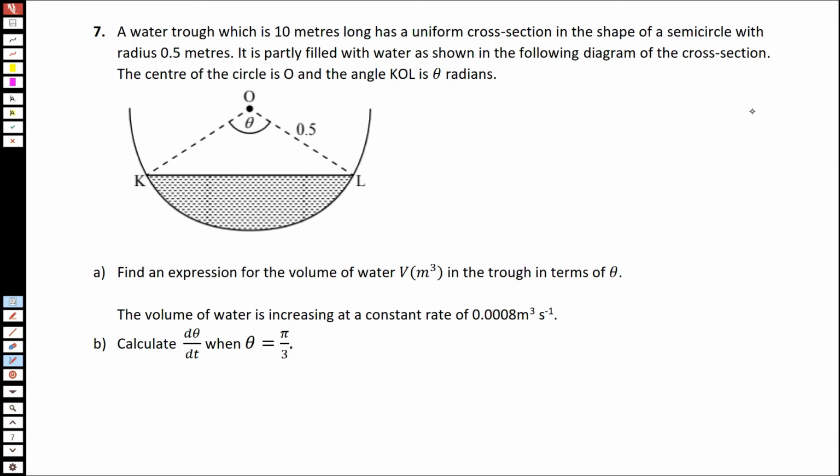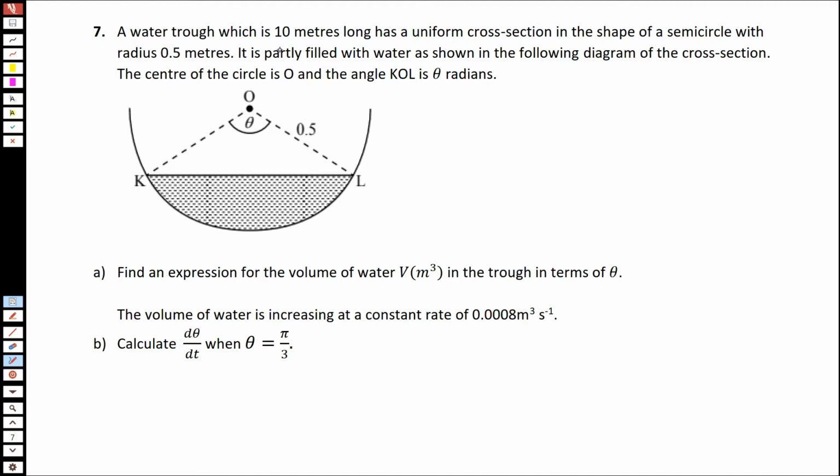In this question, we have a water trough which has a uniform cross section which is semicircular and whose radius is 0.5. Now it's partially filled with water and the water is the shaded region here. So the first part of this question, we are required to find an expression for the volume of water in the trough in terms of theta.